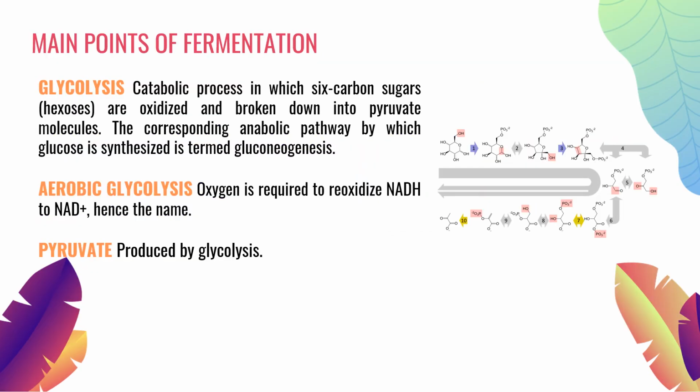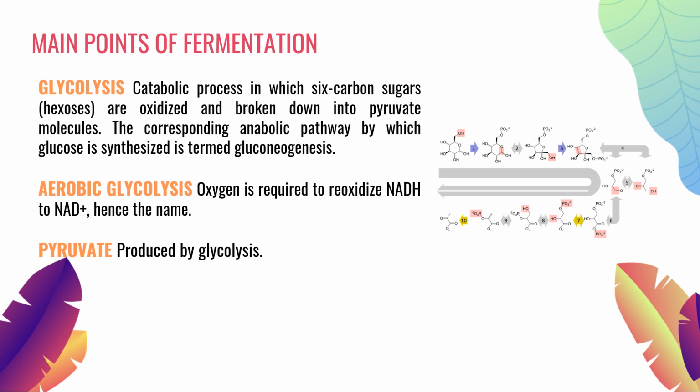Now I'm going to talk about some main points of fermentation. Glycolysis. Glycolysis is the first step in the breakdown of glucose to extract energy for cellular metabolism. 6-carbon sugars are oxidized and broken down into pyruvate molecules. The corresponding anabolic pathway by which glucose is synthesized is called gluconeogenesis. Aerobic glycolysis is a series of reactions where oxygen is required to reoxidize NADH to NAD+, hence the name. This 10-step process begins with a molecule of glucose and it ends up with 2 molecules of pyruvate.